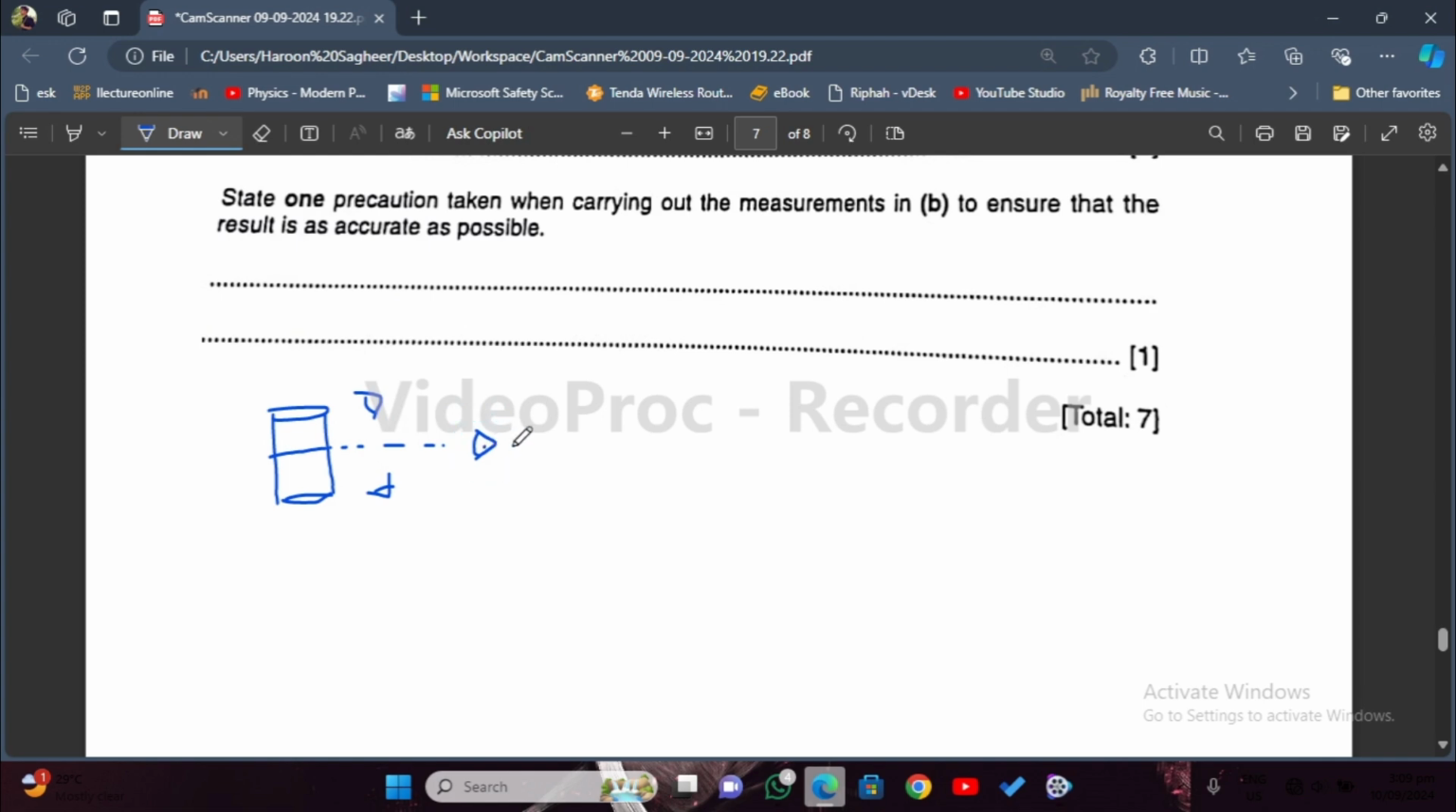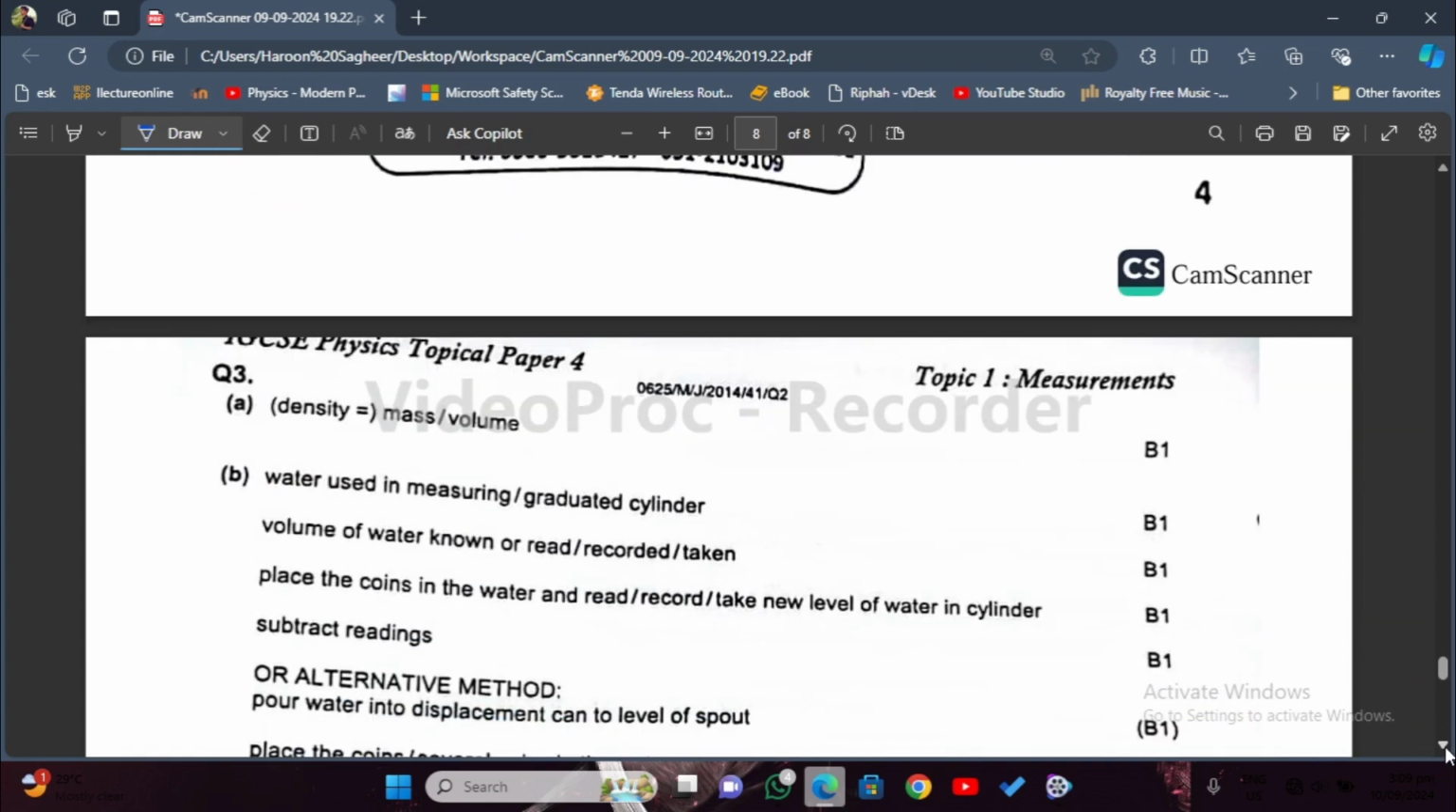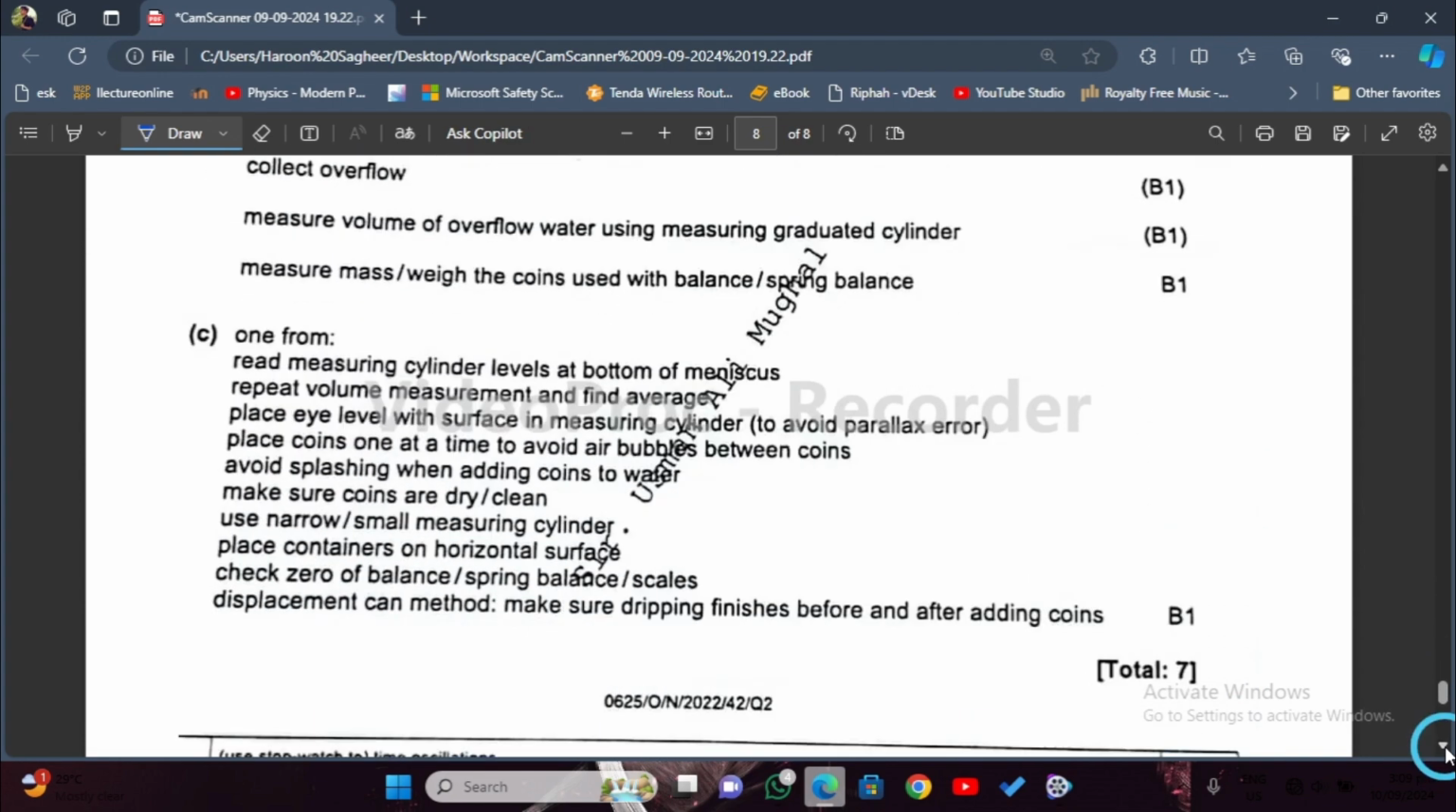What I'm really trying to say is that our eyes should avoid a parallax error with the reading of the volume. Otherwise the reading would be a bit compromised. So that is the one precaution. I hope you can write it now since I've explained it. Alright, now let's see again.